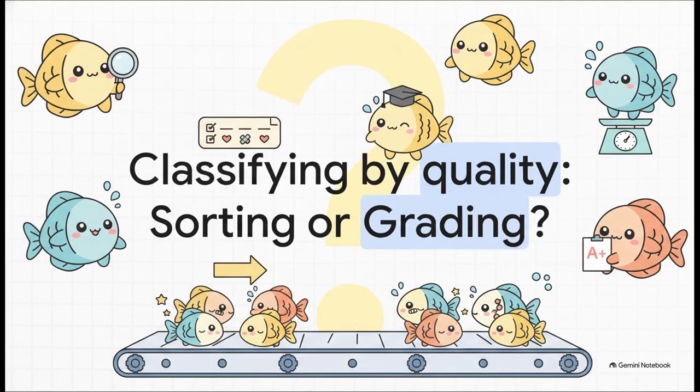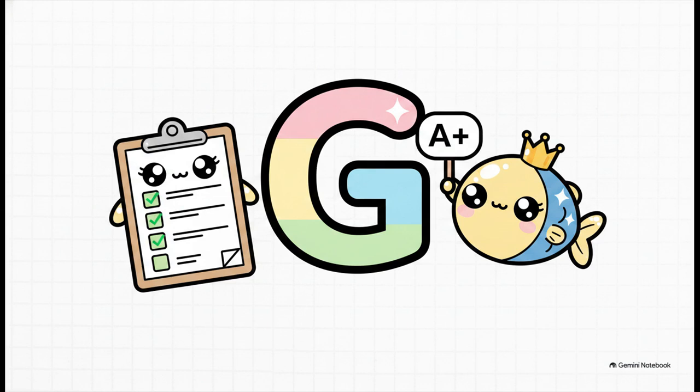Let's throw one more quick Identify Me challenge your way. How about classifying fish based on quality, evaluating its appearance, its condition, its freshness. Is this sorting with an S, grading with a G, or storing with an ST? You guessed it, it's G for grading. Validating the quality, checking the freshness, and evaluating the overall appearance is the exact definition of grading.